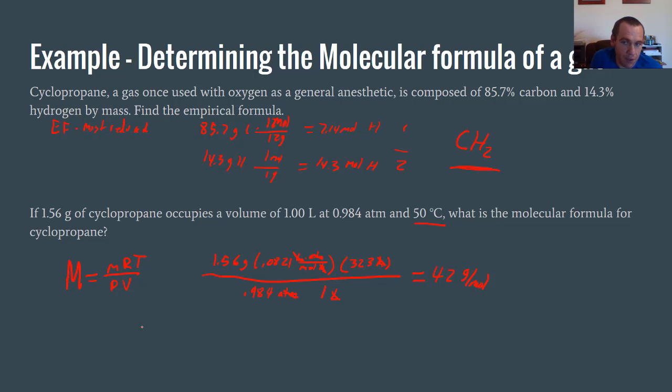Furthermore, we know that the empirical formula is CH2. Well, CH2 has a molar mass of 12 plus 2, which equals 14 grams per mole. So if we take the molar mass of the thing, 42, divided by the empirical mass, 14, we see that the molecular formula has 3 times the mass of the empirical formula. So we just take CH2 times 3, and that gets us C3H6. So there is the molecular formula for cyclopropane.